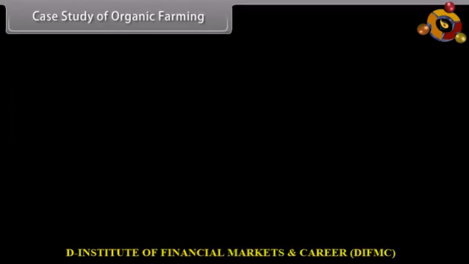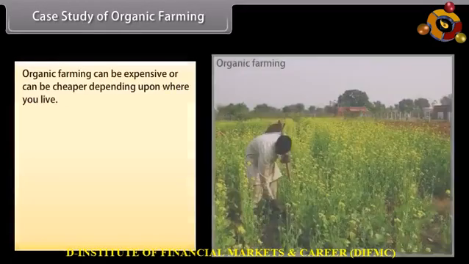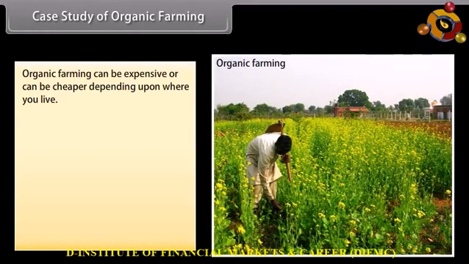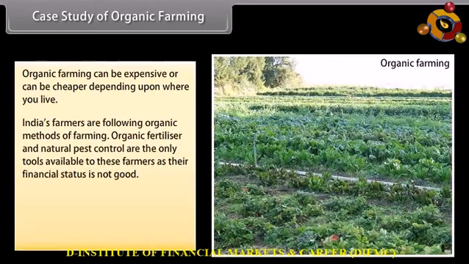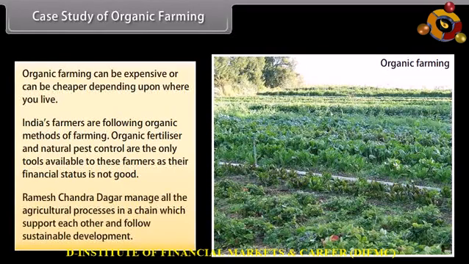Case study of organic farming. Organic farming can be expensive or can be cheaper depending upon where you live. India's farmers are following organic methods of farming. Organic fertilizer and natural pest control are the only tools available to these farmers as their financial status is not good. Ramesh Chandra Dagar manages all the agricultural processes in a chain which support each other and follow sustainable development.